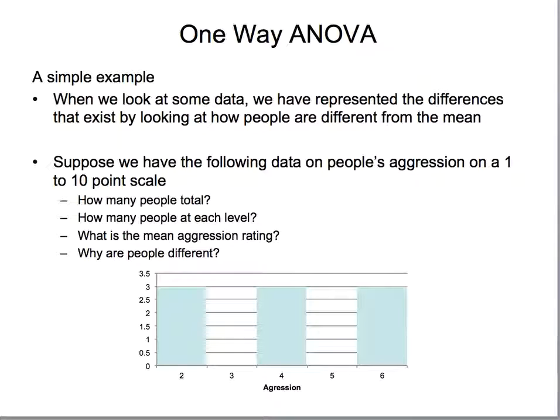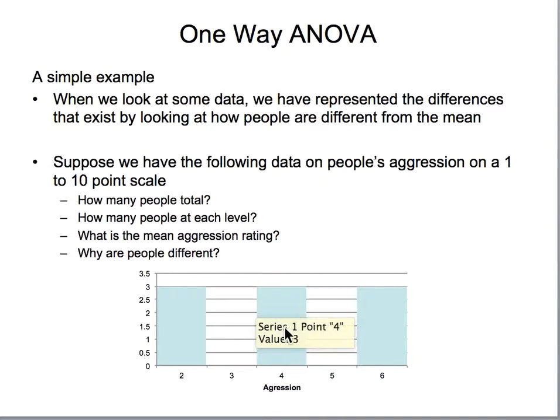So a simple example might be having some data. We have 3 different groups, and suppose that I have this on a 10-point scale, right? And I'm measuring people's aggression. If we look at this, we might ask some basic questions about how to read this graph, and you should all be pretty comfortable with this by now. How many people are total? Well, I have 3 people who have a score of 2. I have 3 people who have a score of 4, and 3 people who have a score of 6.